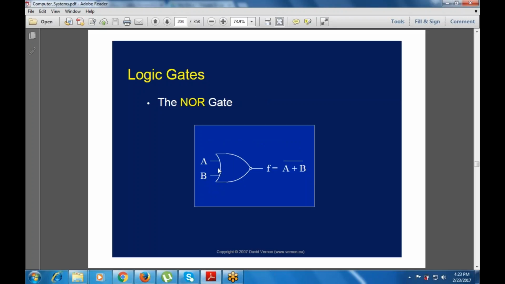Now, this is the representation. We use a bubble over the OR gate. So whenever I want to present the NOR gate, I have to write the bubble over the OR gate. That is a NOT of the OR gate.